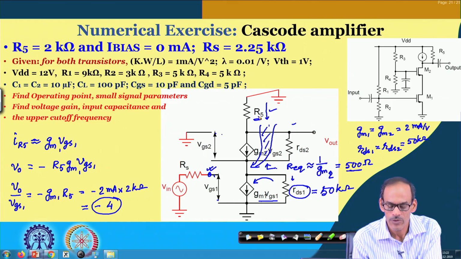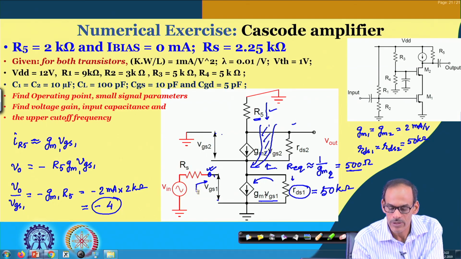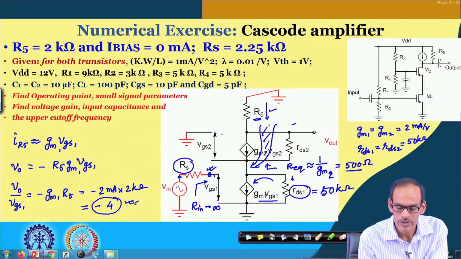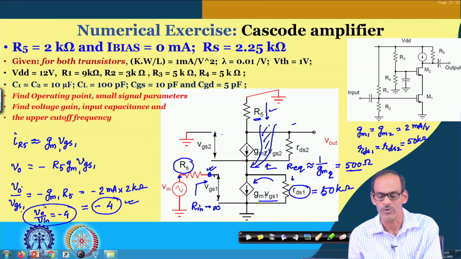We will see that, but before we go into that, let us also discuss the input resistance here. Since it is infinite, even in the presence of this Rs, we can say that there is no attenuation. So whatever this minus 4 is, it also gives us the overall gain. In fact, VO divided by Vin is the same as VO divided by VGS1, and hence this is also equal to minus 4.